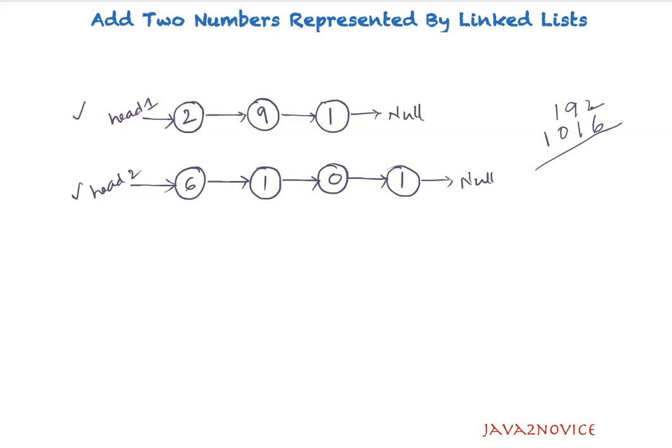How do we perform the sum on these two numbers? It is like 2 and 6 are 8, 9 and 1 is 10. We'll write 0 here, we have a carry which is 1, and then we add 1 plus 0 plus 1 is 2, and finally there is only 1 left, we'll add it here. So the total is 1208.